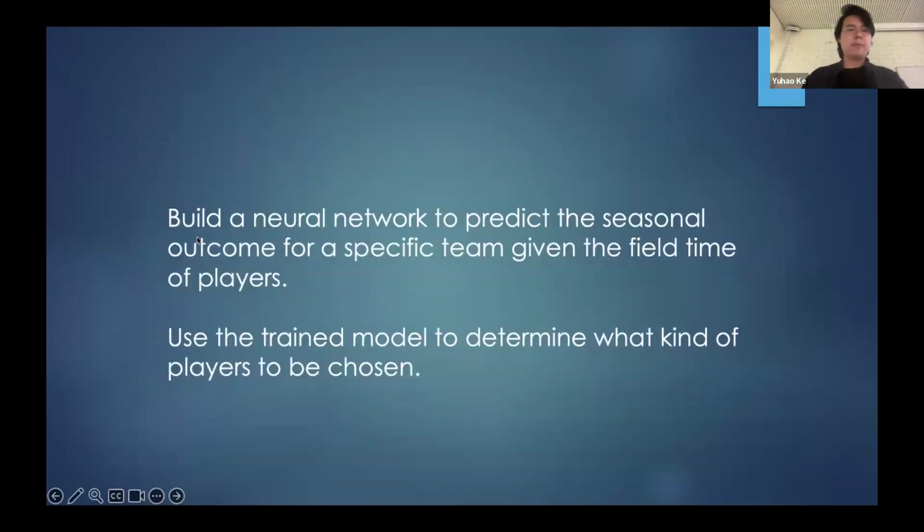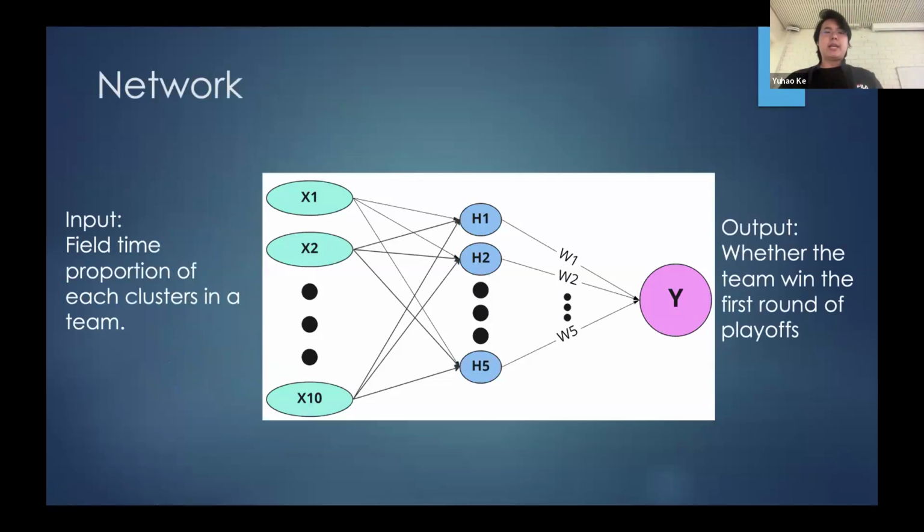And let's go to here. Build a neural network to predict the seasonal outcome for a specific team given the field time of players, and use the trained model to determine what kind of players to be chosen. Here is the demonstration of the network.